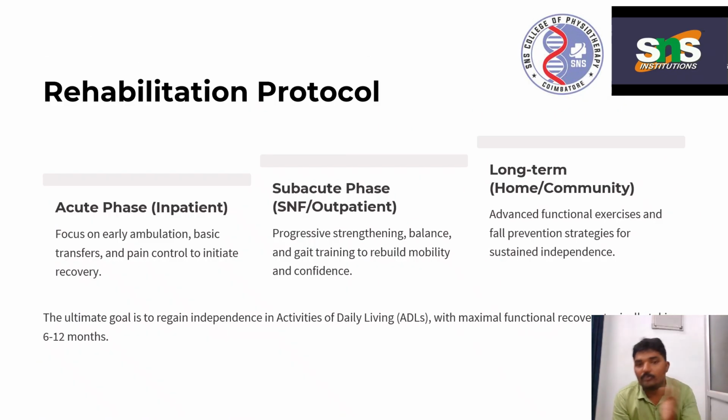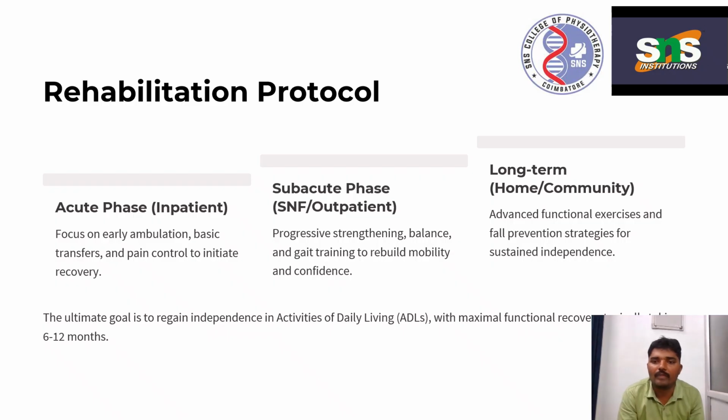Then go for the rehabilitation protocol. In the acute phase, the inpatient focus is on early ambulation, which is most important. Basic transfers are important, and pain control to initiate recovery. Then the subacute phase is outpatient: progressive strengthening exercises are a must. Then balance and gait training to rebuild mobility and confidence.